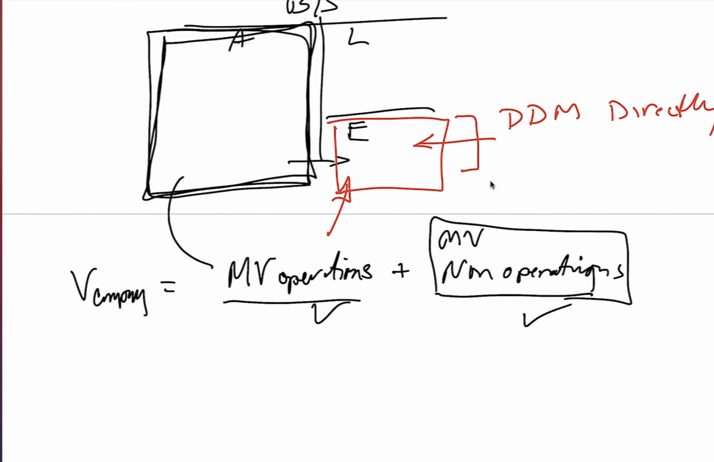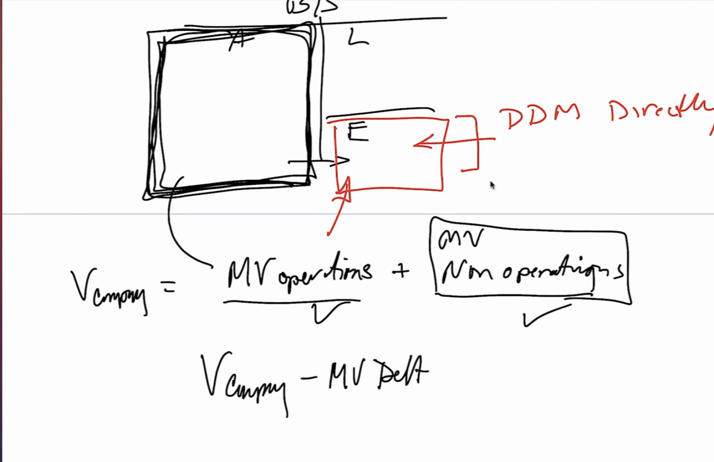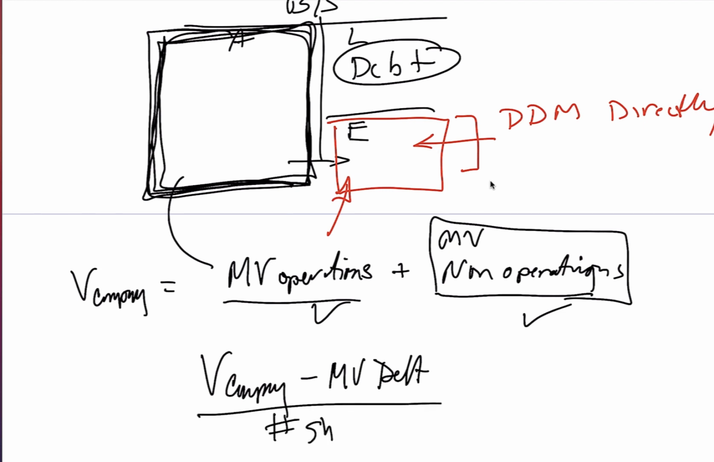And so getting back to the story here, what we're going to do is we're going to value this side of the balance sheet. And we're going to take that side of the balance sheet and take the value of the company minus the market value of debt, which is here on the balance sheet, and we're going to divide by the number of shares of equity outstanding.